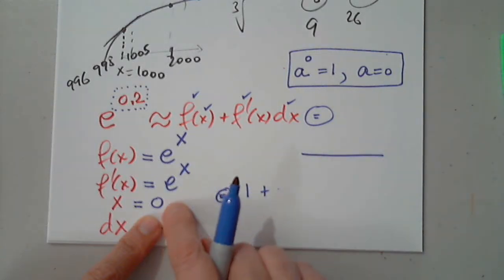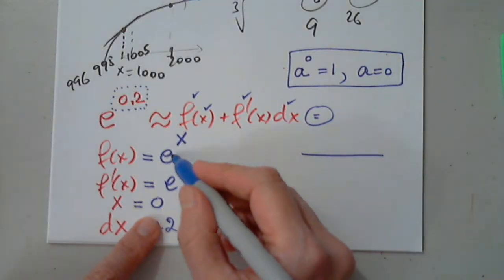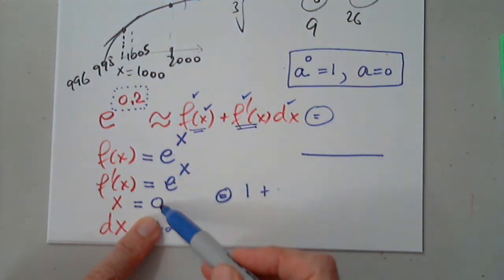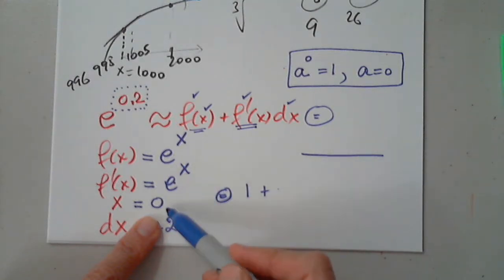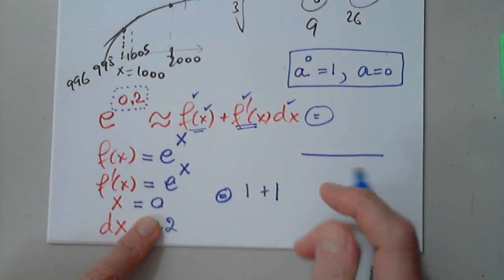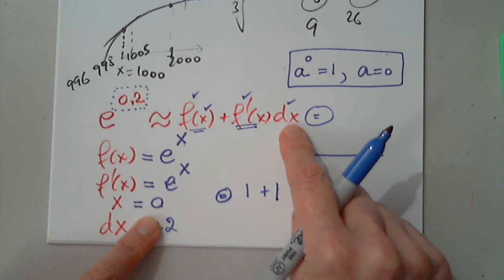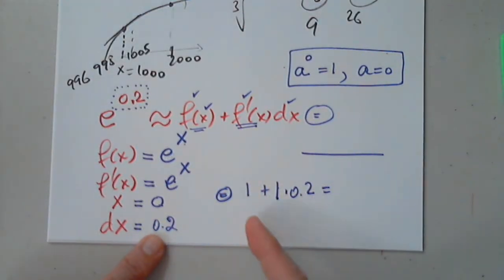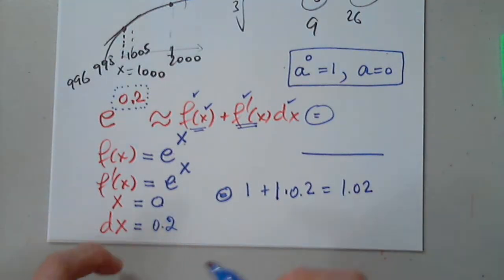It's the same function. F of x and f prime of x are the same functions, and I plug in 0. So 0 here gives me 1, 0 here gives me 1, right? Times dx, which was 0.2. So 1 plus 0.2 is 1.2.